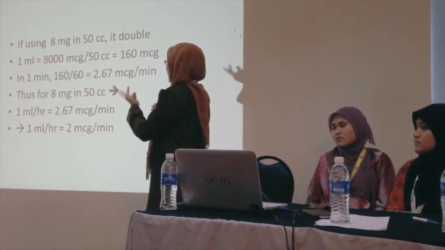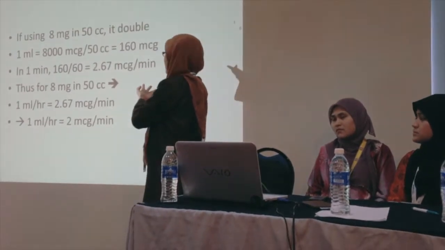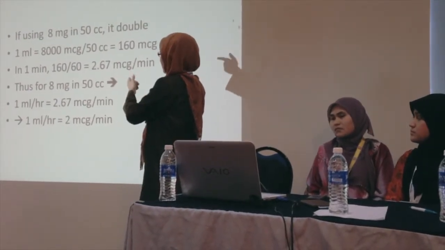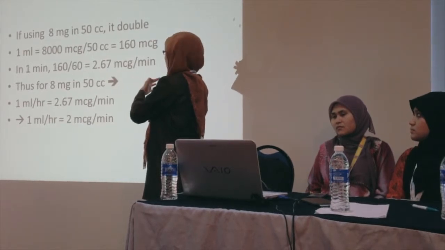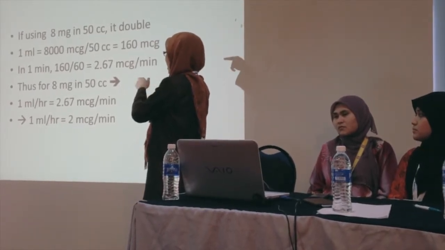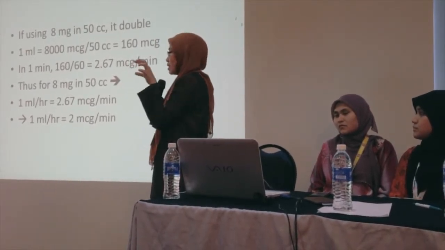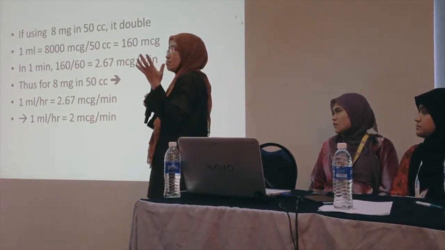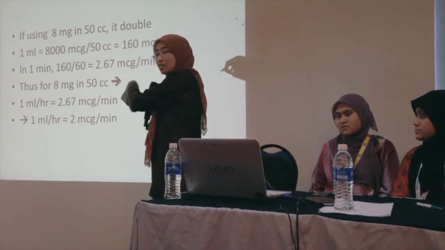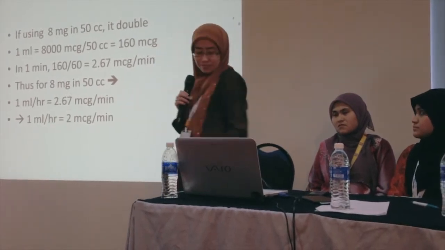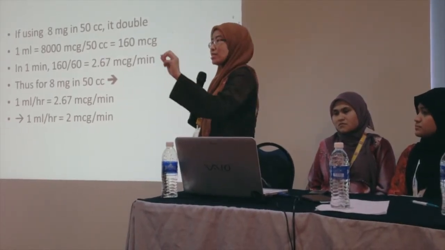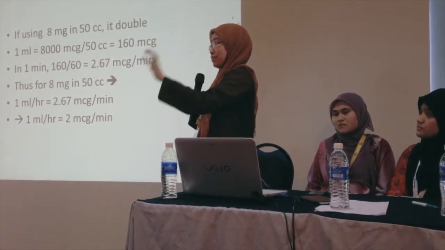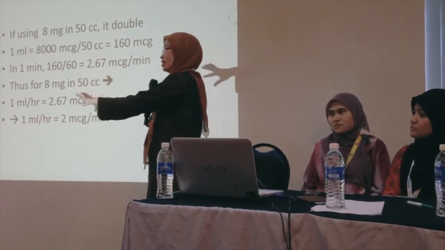1 ml per hour now, 8000 mic in 50 is 160 mic. So in 1 minute, 160 bagi 60, 2.67 mic per minute. That's for 8 mg in 50, 1 ml per hour sama dengan 2.67 mic. So for simplification purpose, 1 ml per hour sama dengan 2 mic per minute. Jadi bila kita buat dilution, kita kena tulis betul 4 mg in 50 running at what? So that people know.